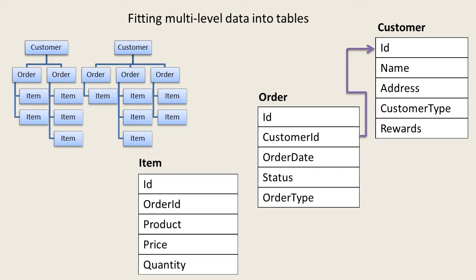The order table relates to the customer table by a foreign key relationship. It has customer ID, which is equal to ID in the customer table. And as you can guess, the item table has the same relationship with the order table. It's also a foreign key relationship. It has order ID, which points to order. So what is very important about this data schema?